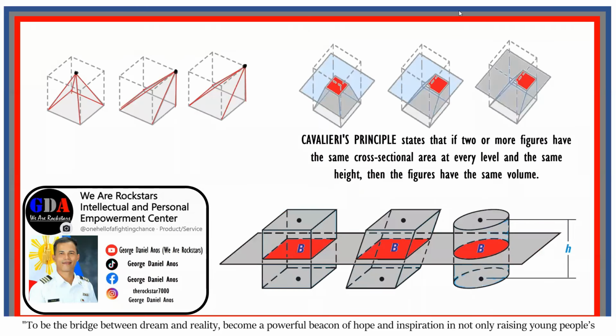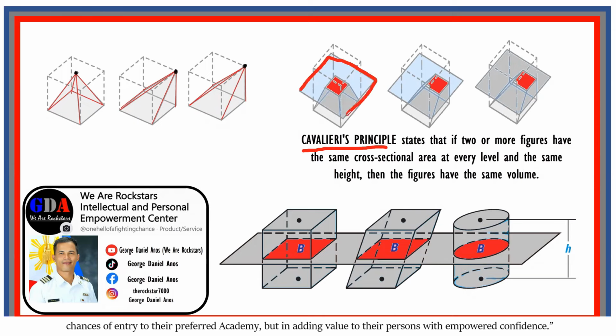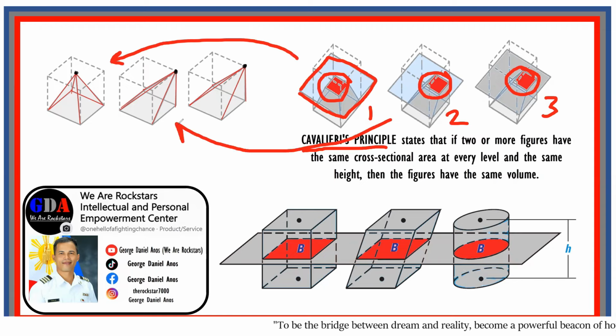On this slide, I will segue a bit to Cavalieri's principle. Cavalieri stated that if you have two or more figures having the same cross-sectional area, so if you put an imaginary plane cutting through this, you can see that for all three shapes, 1, 2, and 3, you will have created squares having equal values of area. And this came from the first one, the second one and the third one came from these figures.